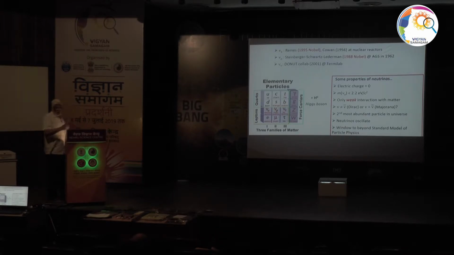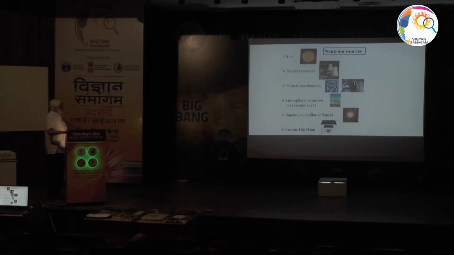Since it's so prevalent everywhere, of course we need to understand what its properties are. And as I said already, it provides a window to beyond the standard model. Why? Because it has mass. The standard model doesn't give mass to the neutrino.